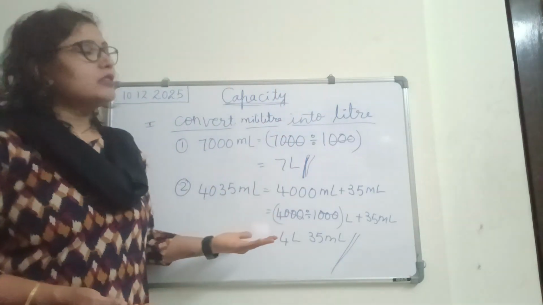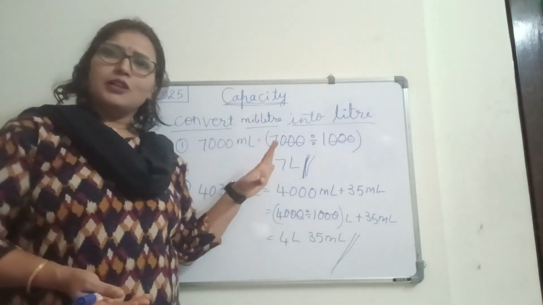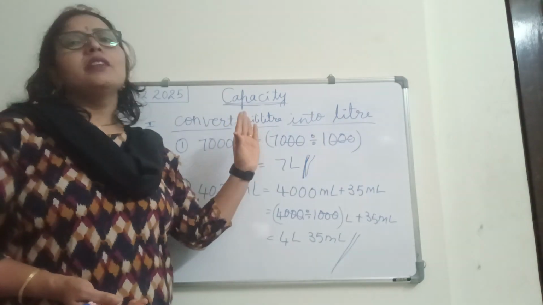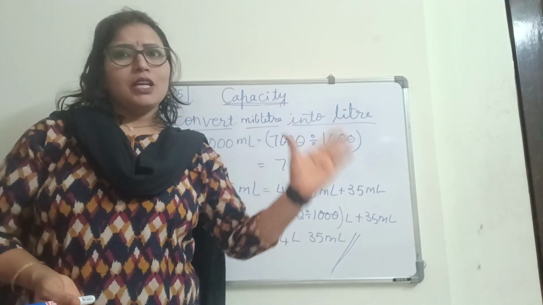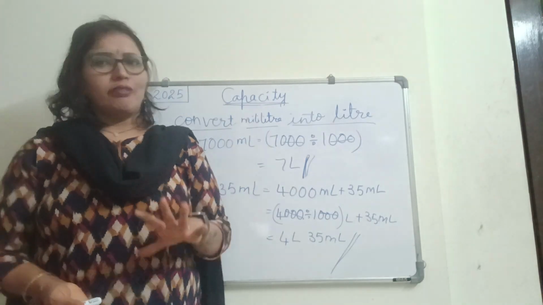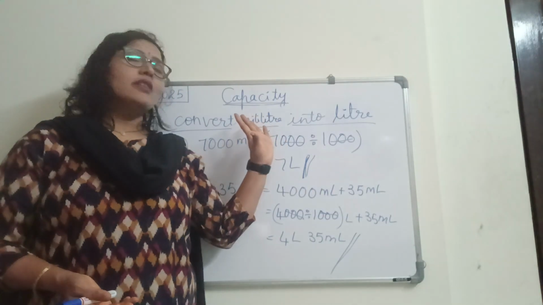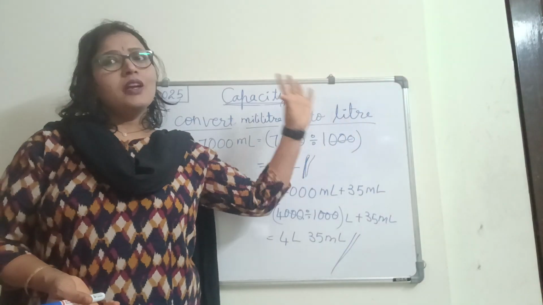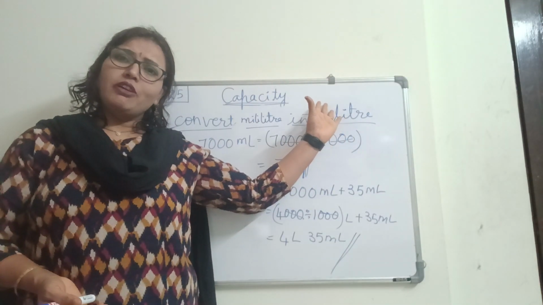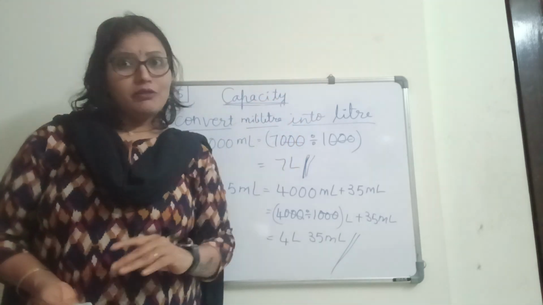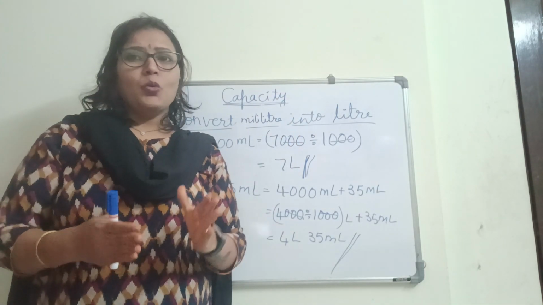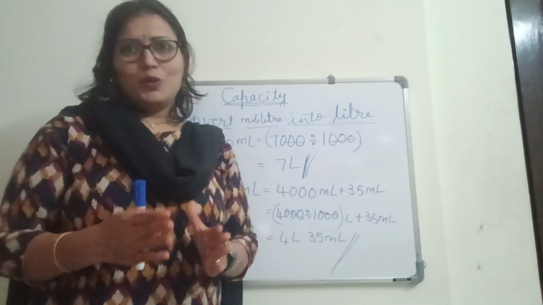Then we saw the conversion, from liter into milliliter and milliliter into liter. Whenever we are converting from liter into milliliter, we multiply by 1000. And when we convert milliliter into liter, smaller units into bigger units, we divide by 1000. So hope you understand what we learned in today's class.